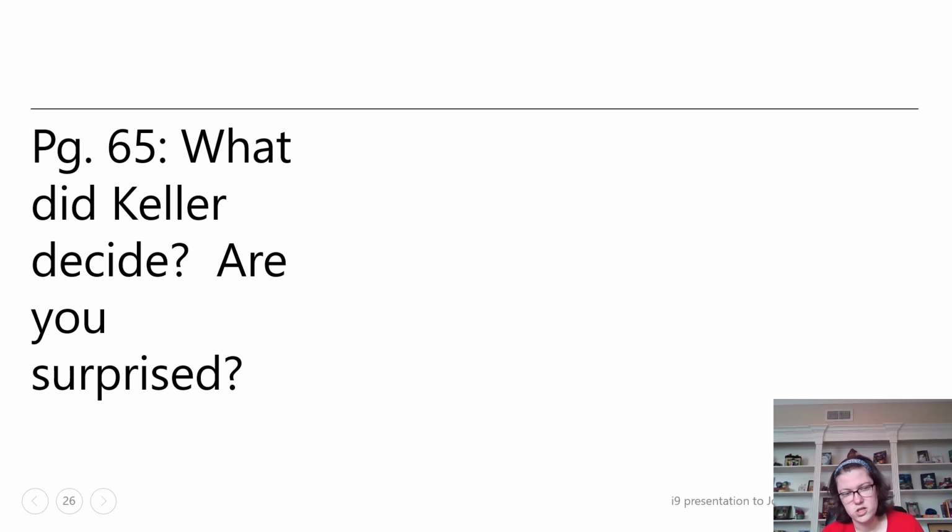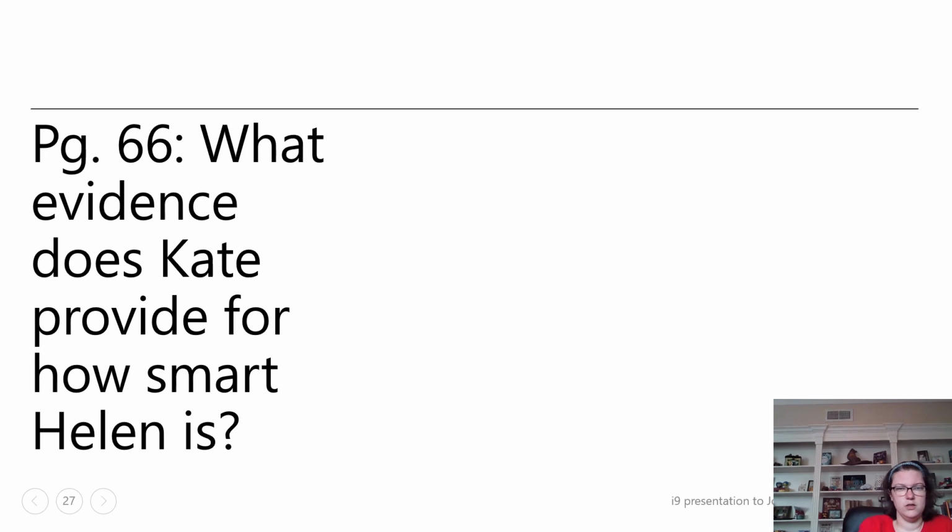So this question asks us, what did Keller decide? So he decided here that he wasn't going to fire Annie after all, because Helen was able to learn to fold her napkin. Did this surprise you or not? I'm curious to see your thoughts.